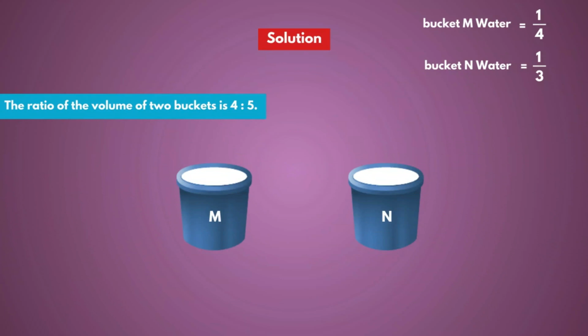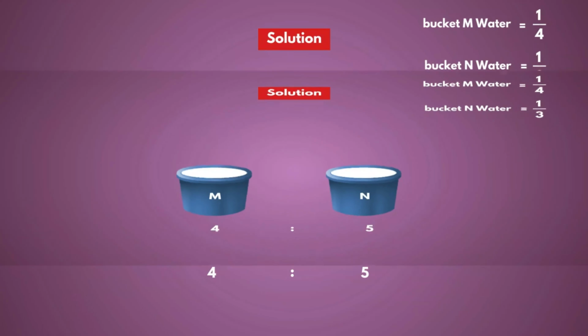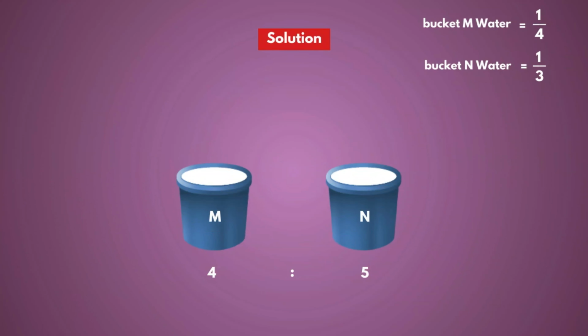And in the next statement they given that the ratio of the volume of two buckets is 4:5. So here the ratio of the volume of two buckets is 4:5. That is, the volume of bucket M is 4x and the volume of bucket N is 5x.